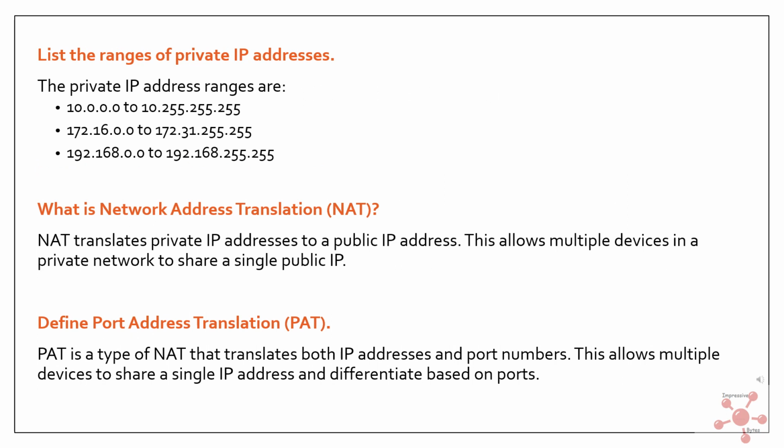List the ranges of private IP addresses. Private IP addresses are like unlisted phone numbers. They're meant for internal use within a network and come in specific ranges: 10.0.0.0 to 10.255.255.255, 172.16.0.0 to 172.31.255.255, and 192.168.0.0 to 192.168.255.255. What is Network Address Translation, NAT?